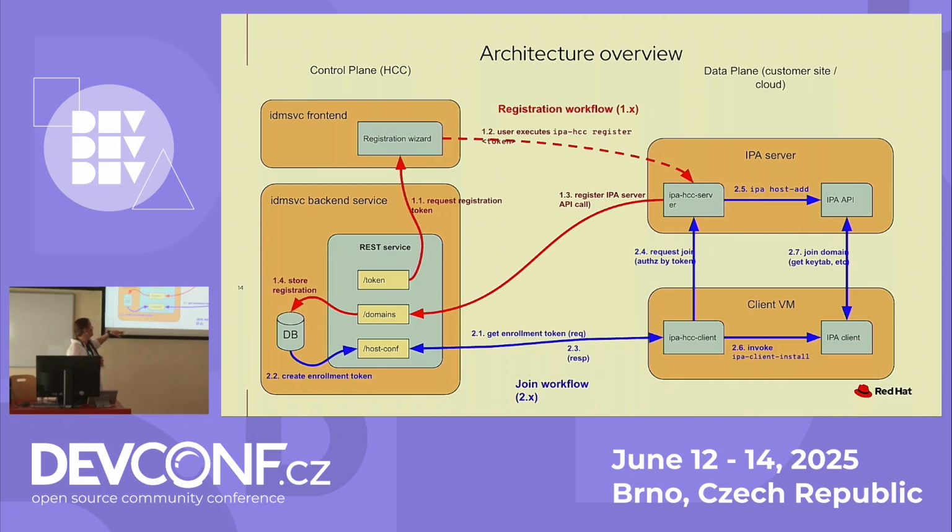hostconf service. It checks if it has anything for this client, and okay, yeah, you have it. It responds back, and in this case, the client goes to the IPA server because it already has all the information from the backend response, and says, hey, I'm alive. Can I get enrolled with you? It checks with the IPA API, and the answer is, yeah, you can.